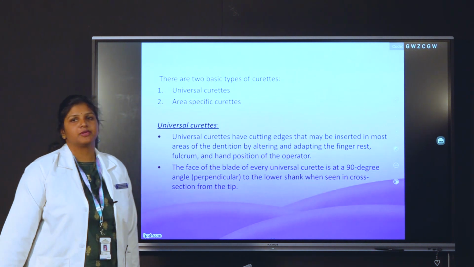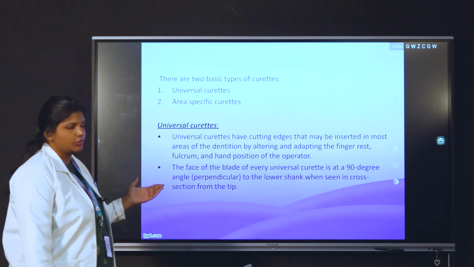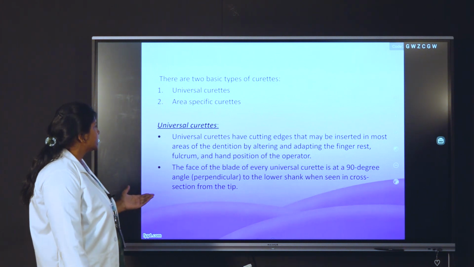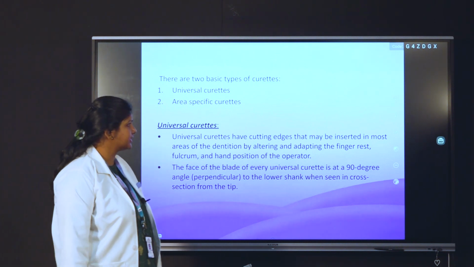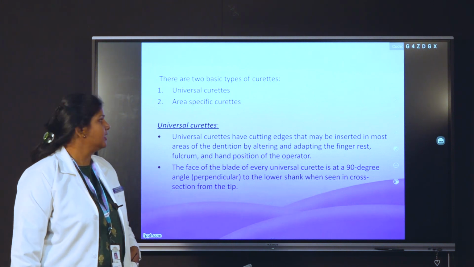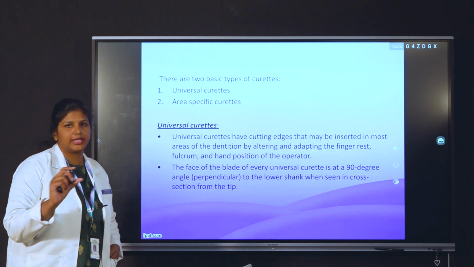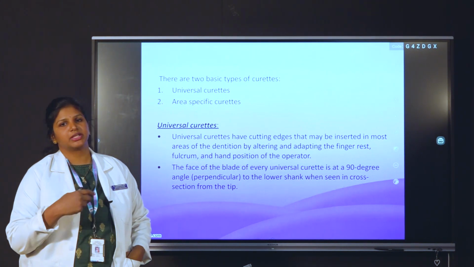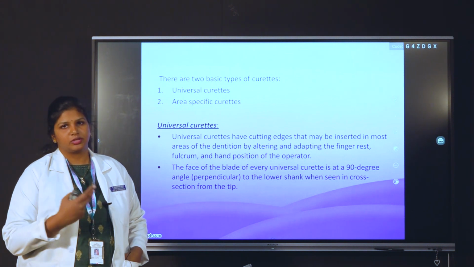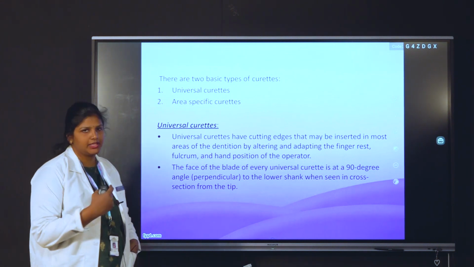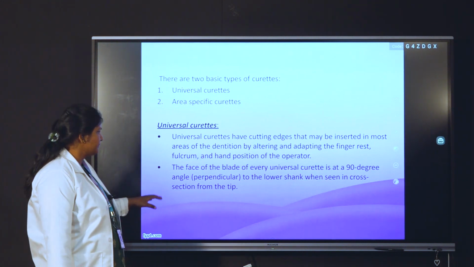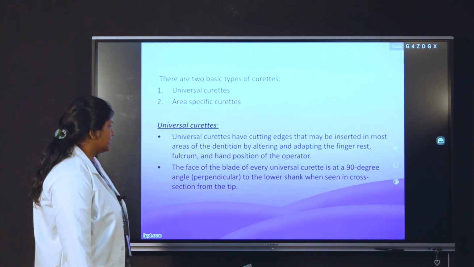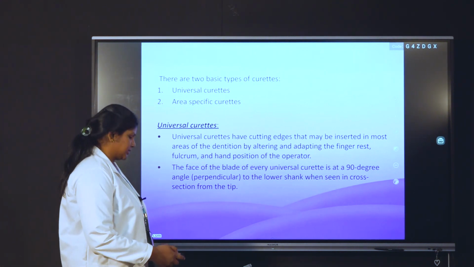So there are two types of curettes. One is the universal curette and the other is the area specific or Gracey curettes. Universal curettes have a cutting edge that may be inserted in most of the areas of the dentition. The name itself tells that this universal curette can be used on any surface of the oral cavity, that is on every part of the tooth. The face of the blade is at a 90-degree angle to the lower shank when seen in cross section from the tip.